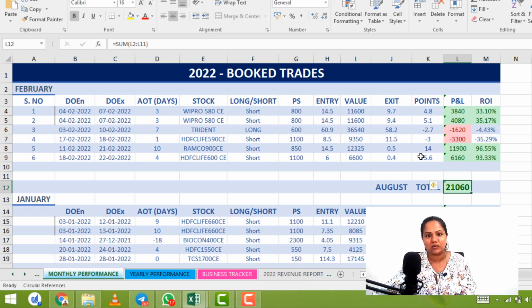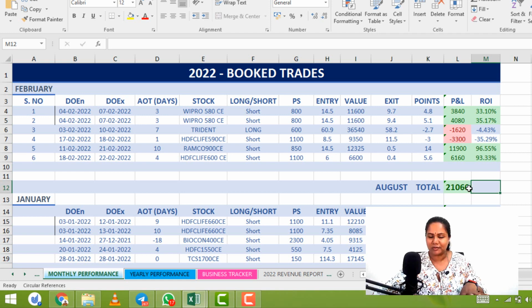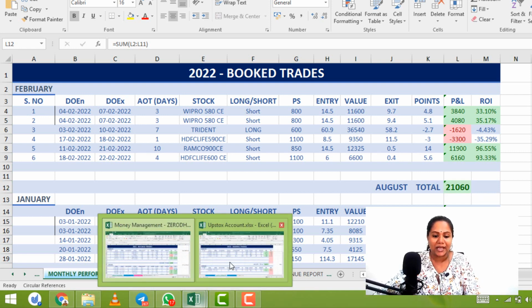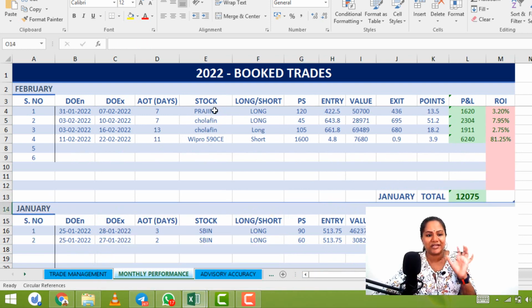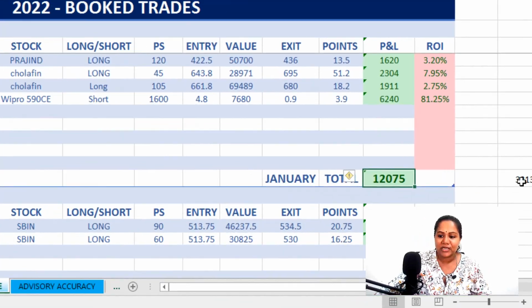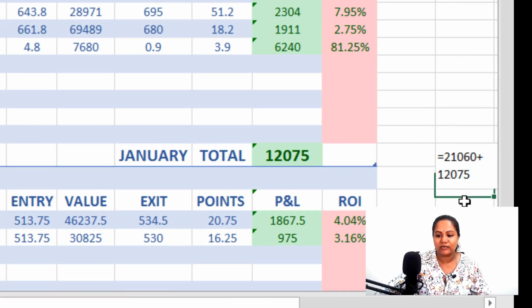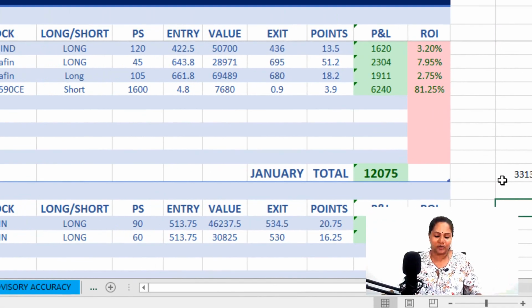This is my Zerodha account, what you're seeing, and today is the day I closed my books, and as you can see I made a profit of 21,000 rupees in Zerodha. And let me open the next one. This is the Upstox account, and as you can see I made a profit of about 12,000 rupees in Upstox, which comes up to a total of about 33,135 rupees.